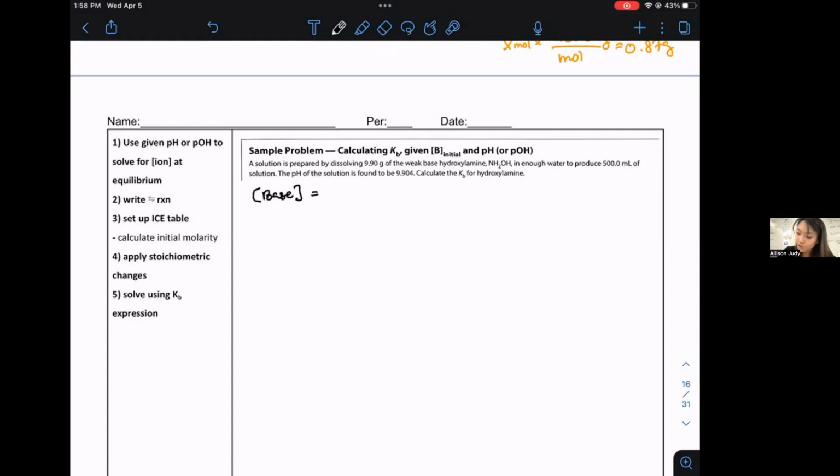is equal to moles per liter, which is going to be equal to 9.90 grams times moles per liter. The molar mass of this hydroxylamine is 33 grams. That gets me to moles per liter. I was told I diluted it into a 500 milliliter sample, which is a 0.500 liter sample, giving me a molarity value initially of 0.600 molarity. That was their way of giving you the initial. They told you all the individual parts that you then calculated into one actual value that you can use.